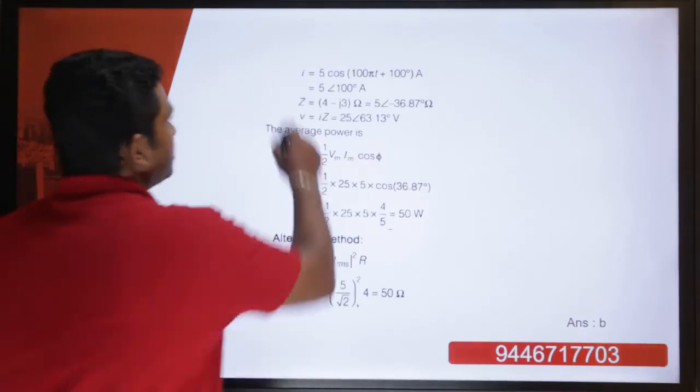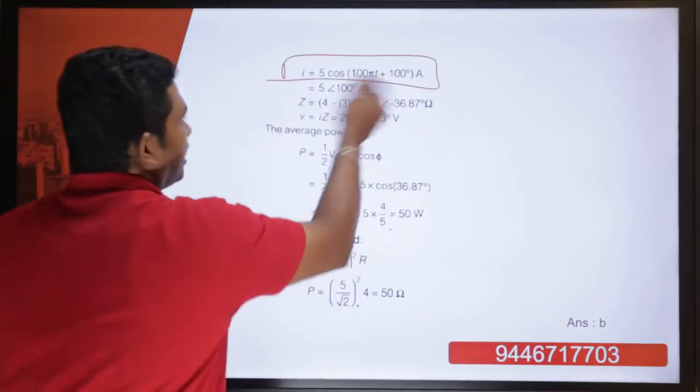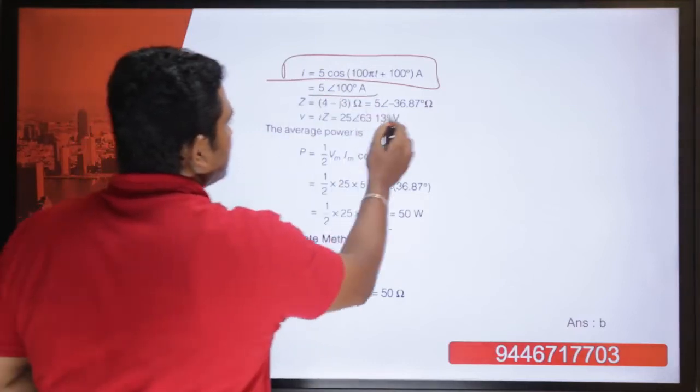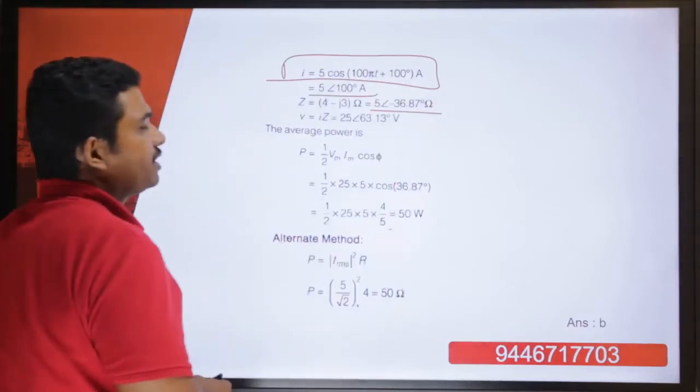The current is given, and we can convert the current into polar form. The impedance is also given, and the impedance is also converted to polar form.